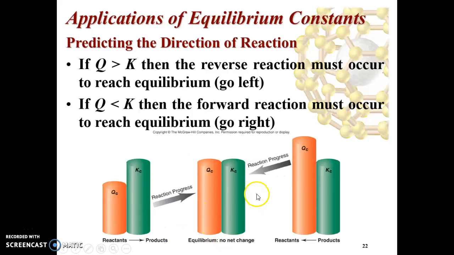So if they are equal, I'm at equilibrium. I'm going to have no net change. If I have less reactants than I do products, it's going to drive it towards the product side. If I have more products than reactants, it's going to drive it towards the reactant side. So kind of a nice visual to see.